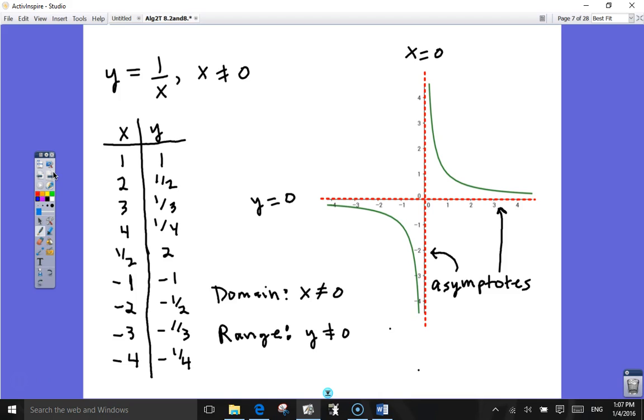Polynomials aren't like that. Polynomials have smooth, continuous graphs. But a rational function is not. It's discontinuous. So because of that, x does not equal 0. We've got a vertical asymptote.